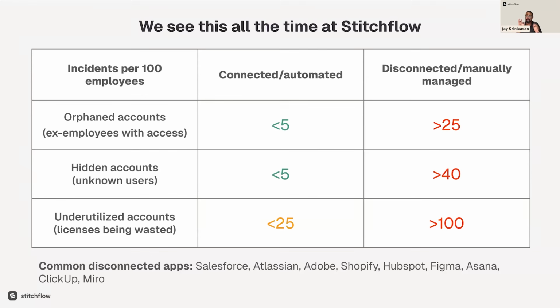On the other hand, in these exact same organizations, when you look at their disconnected applications, we're talking about, for every 100 employees, there are 25 incidents of access still lingering. There are 40 incidents of hidden accounts that you weren't even aware of. I was talking to a customer yesterday. They mentioned a situation in their past where they audited a tool that was disconnected. A 300-person company found 900 hidden accounts. And then finally, underutilized licenses tend to blow up in these tools as well.